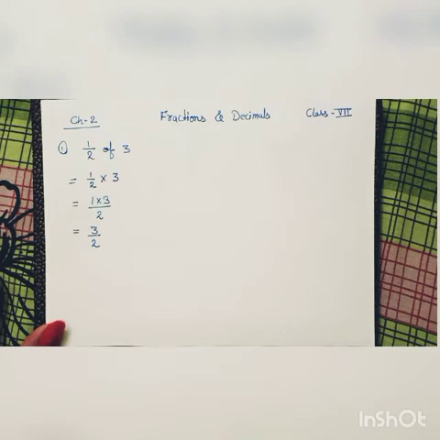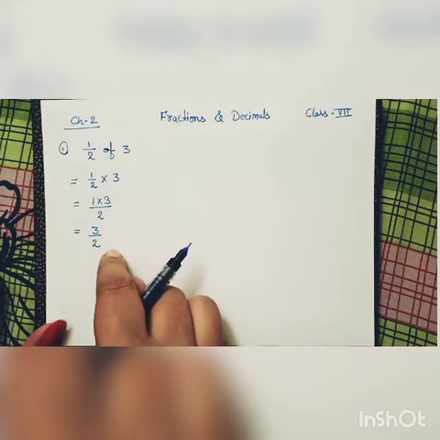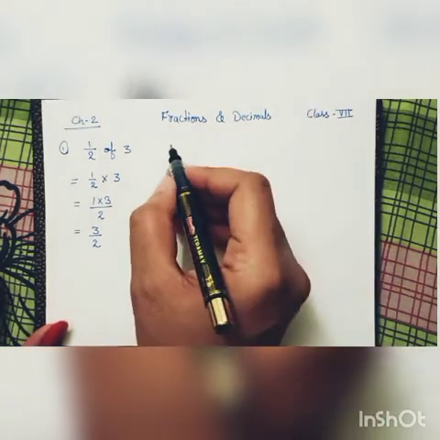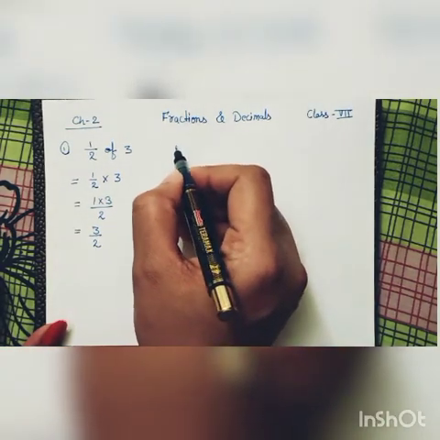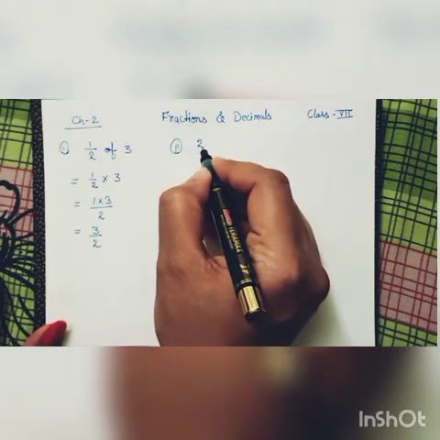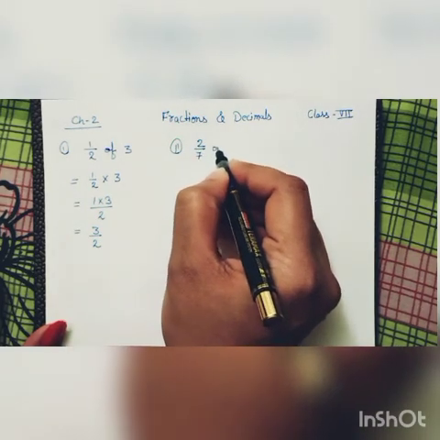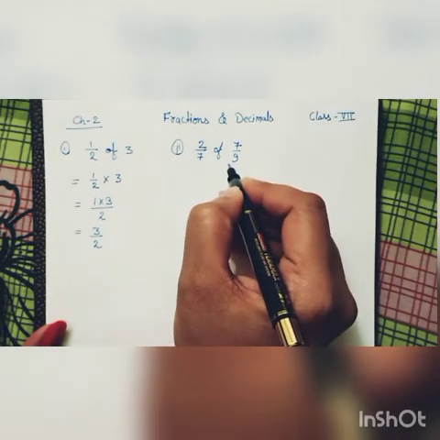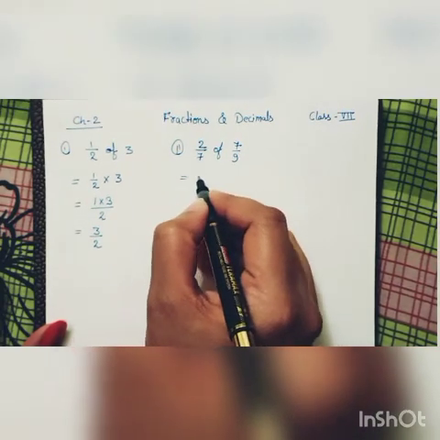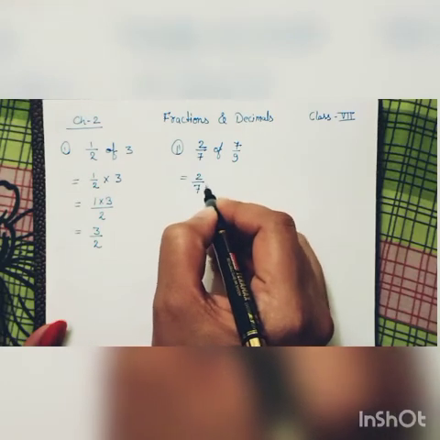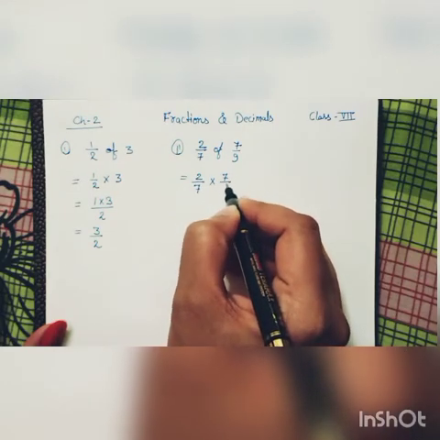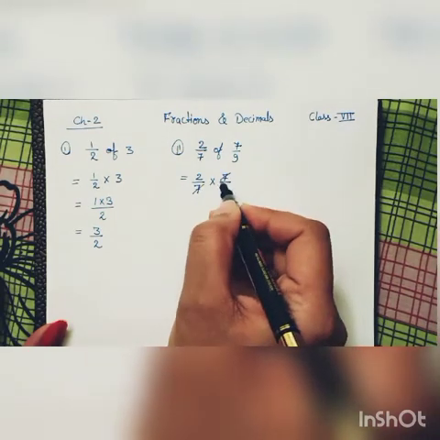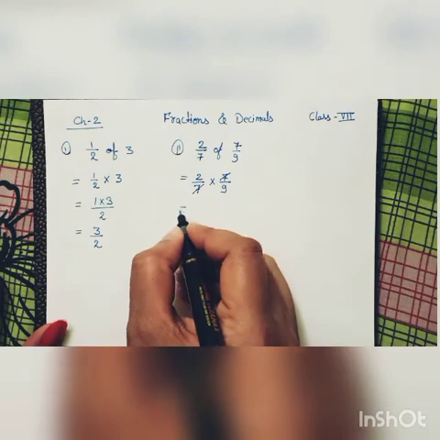If it is possible, you can simply reduce it by dividing the corresponding numbers. Let's have some more examples. Number 2: 2 by 7 of 9 by 7. Here we have to reduce it also. First of all, we will put the multiplication sign in place of "of", and as you can see in the cross section, this 7 can be cancelled by this 7. So this way you can cut it out.